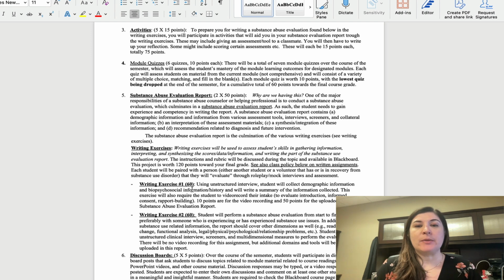In order to really help you understand and grasp the concepts within this course, we do have a few activities that will be worth 15 points. A lot of these activities are you coming up with questions or facilitating a role play where you're giving a screening or an assessment tool to someone. These are super important and can actually be used in your writing exercises, which we'll talk about later.